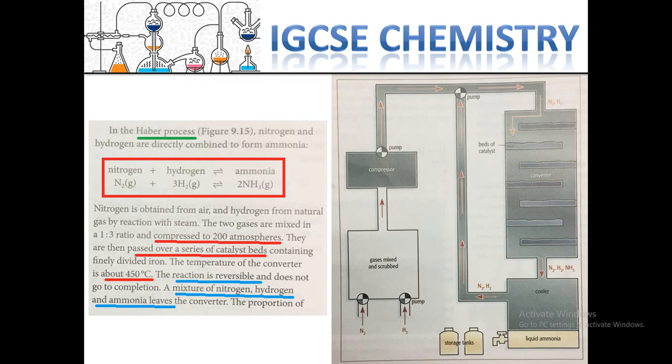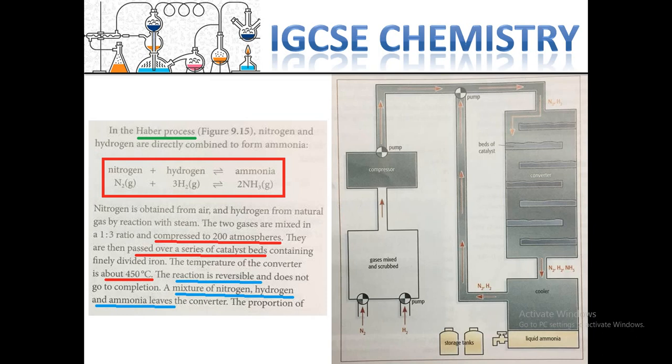So the reaction is reversible. That means the product, which is ammonia, is not very stable. It can be reversed to the reactants, which are nitrogen gas and hydrogen gas. It can break down again and then produce the reactants.